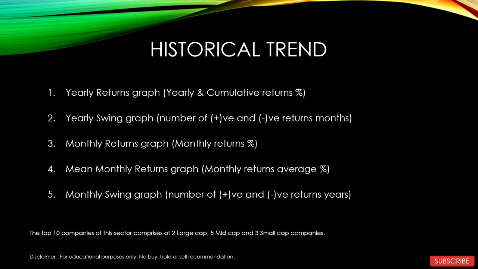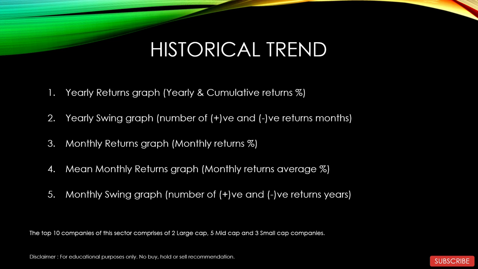So in order to identify a trend, I have created the following 5 graphs. First, the yearly returns graph, which shows the yearly and cumulative returns in percentage. Second, the yearly swing graph, which shows the number of positive and negative returns months. Third, the monthly returns graph, which shows the monthly return in percentage over the last 10 years.